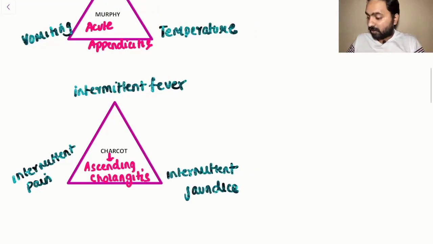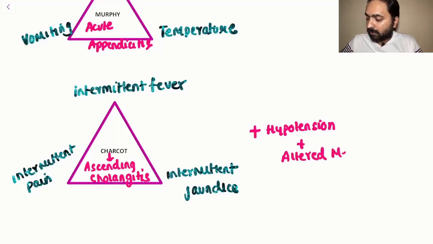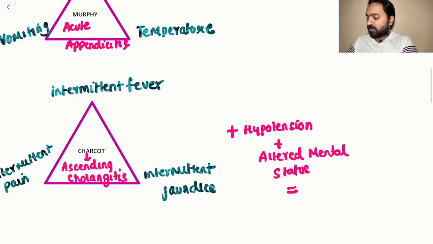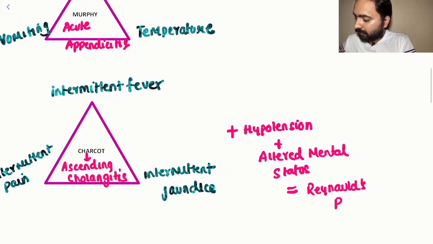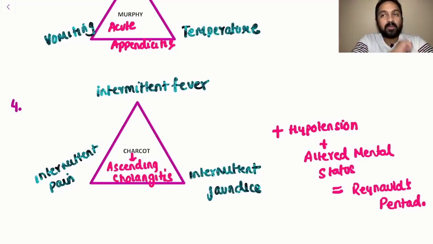Now I'll add an important point here. If with Charcot's triad you find hypotension, and to that let's add altered mental status, this forms another important question, which is Reynolds pentad.